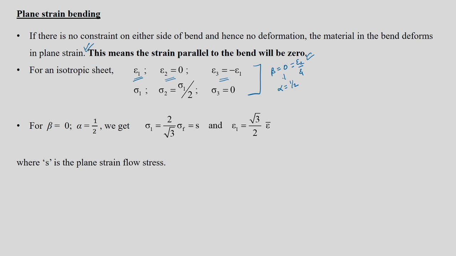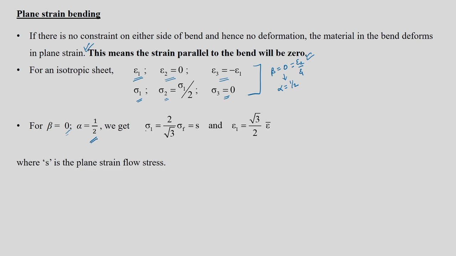The relationship between beta and alpha we have already seen. So, beta is equal to 0, we have already seen plane strain deformation process for which alpha is going to be equal to 1 by 2, which means sigma 1 will be available as usual, and sigma 2 would be equal to alpha into sigma 1, which is nothing but sigma 1 by 2, and sigma 3 is anyway 0 because we are going to take it as a plane stress process.